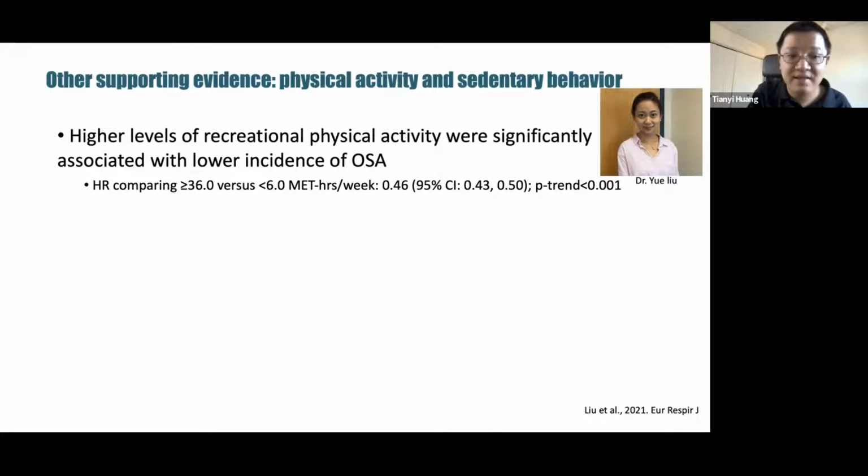What we found is that higher levels of recreational physical activity were significantly associated with lower incidence of sleep apnea. This association remained even after we adjusted for BMI and waist circumference. So you can see, comparing people with the highest level of physical activity with people with the lowest level, those with the highest level have more than a half reduced risk of sleep apnea.